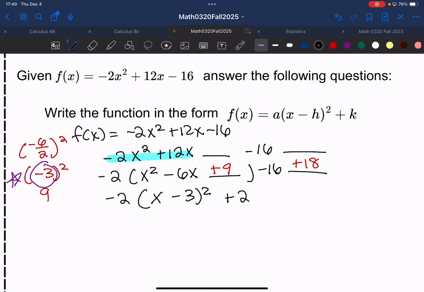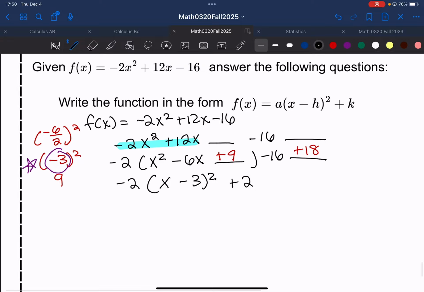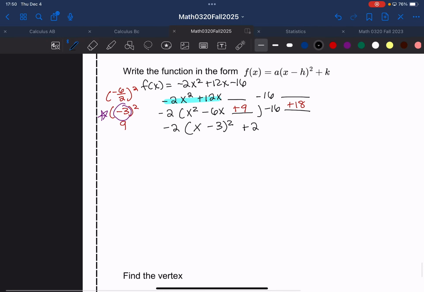So I went from standard form to vertex form. This is the same equation. If we were to graph it, you would see that this is visually the same exact function. We alter it to help us find the vertex. Okay. So from this, I think that's what the next question is.